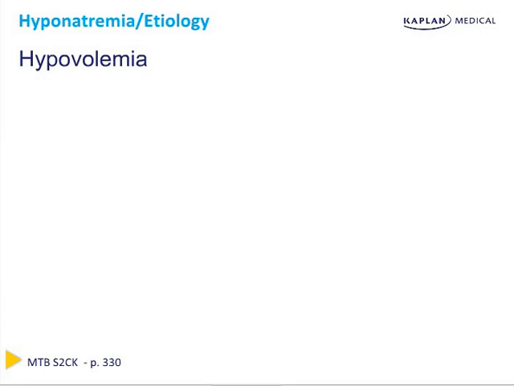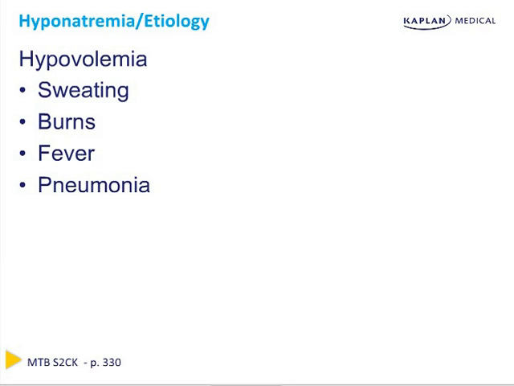There are also some etiologies that lead to hyponatremia in the face of hypovolemia. These include sweating, burns, fever, pneumonia, diarrhea, and diuretic use. All of these cause hypernatremia as well. However, they can cause hyponatremia if there's a chronic replacement with free water as isotonic fluid is lost by these processes.